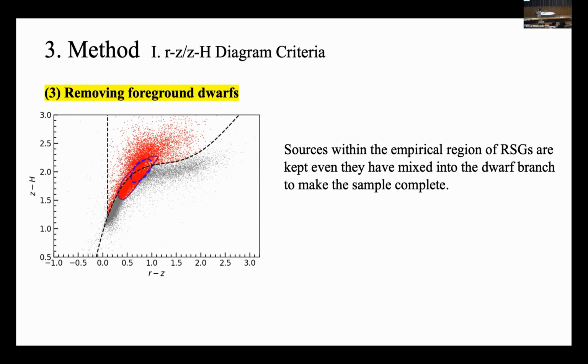And third, we remove the foreground dwarfs on our CCD. This figure shows the red dots are the clipped sources. And in our work, any sources within the empirical region of the RSGs are kept, even if they have mixed into the dwarf branch, to make our sample complete. And for other sources, once below the borderline of the dwarf branch, they are removed from our sample.